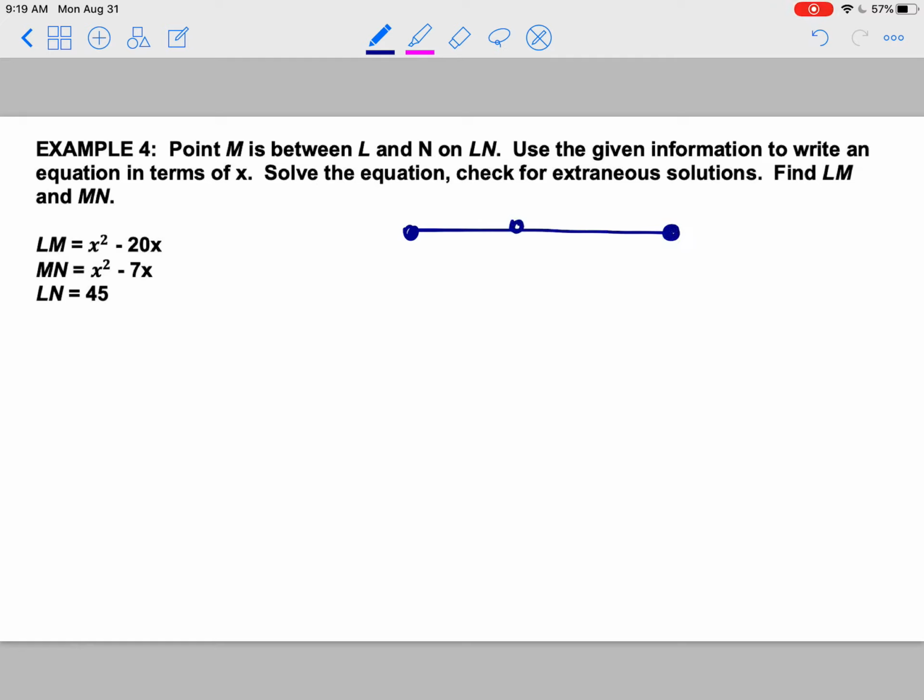And between does not mean right in the middle, it just means somewhere between. So that's point M, and we have LN. Use the given information to write an equation in terms of x, solve that equation, check for extraneous solutions, and then find the lengths of those two segments. So we've got several parts here, so write small. Let's label in our picture what was given.